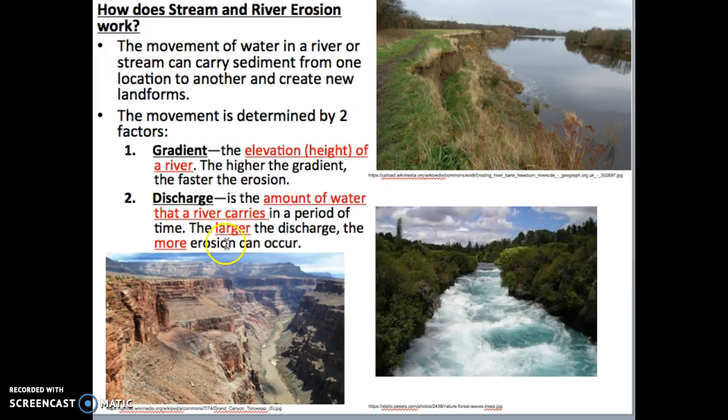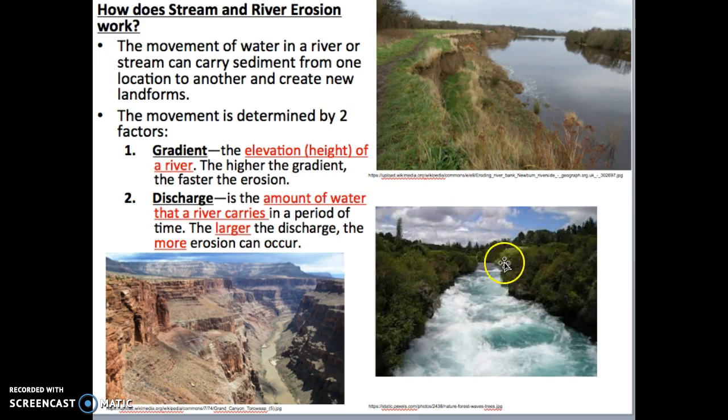The other factor that can affect river erosion is discharge. Basically, discharge is the volume, or the amount of water, that the river carries in a certain period of time. The larger the discharge, the more erosion can occur. Think about when it rains. When it rains, the amount of water in a river goes up, and so the river will tend to flow faster, and that will cause more erosion, because the more water there is, the more sediment gets carried.